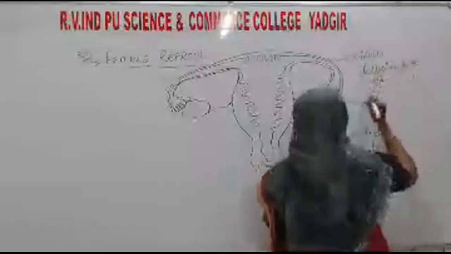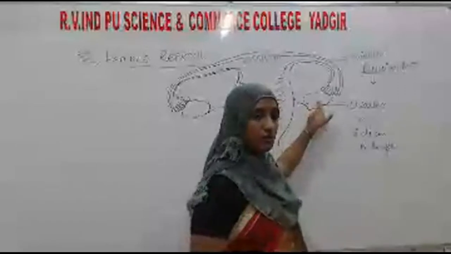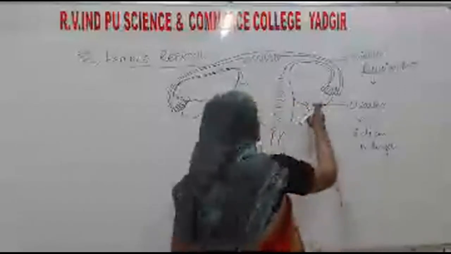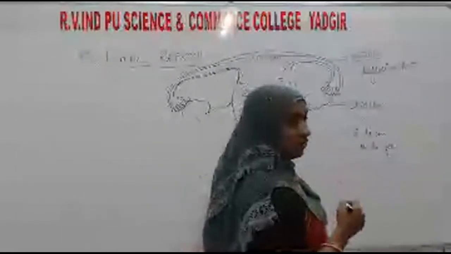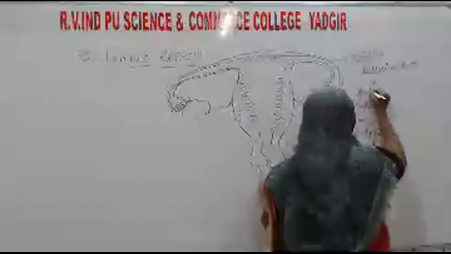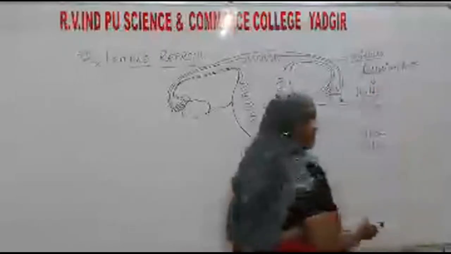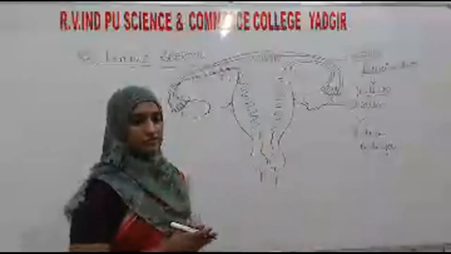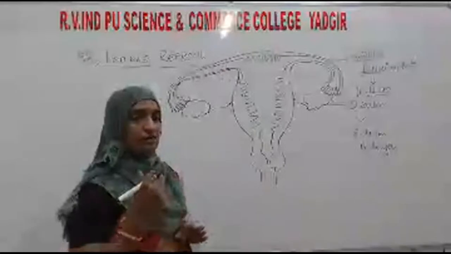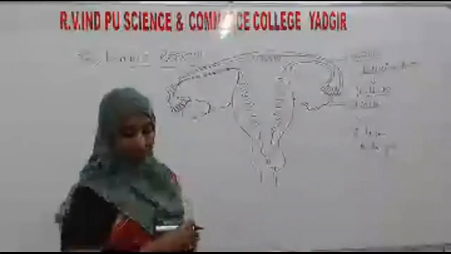The oviducts transport the ova that are produced in these ovaries. Who conveys them? The oviducts, or the fallopian tubes, whose size is about 10 to 12 centimeter in length. A pair of ovaries are associated with a pair of oviducts. This oviduct also has certain regions, certain parts.